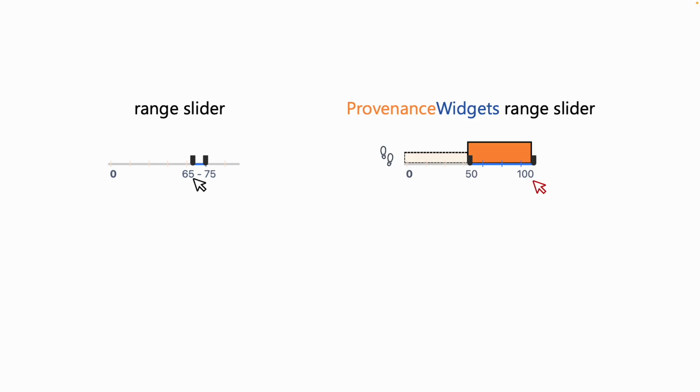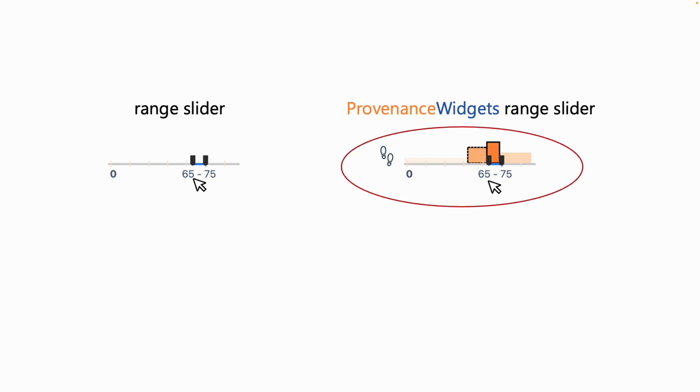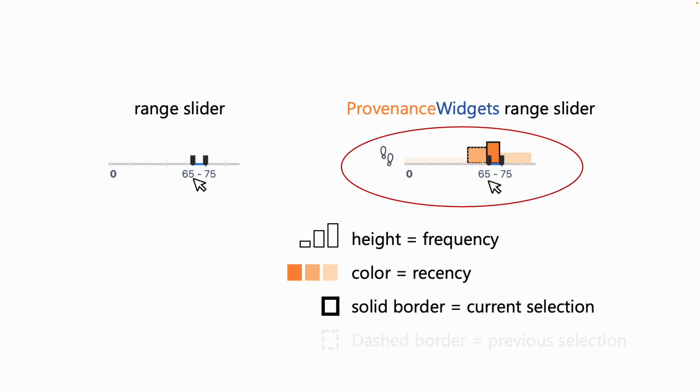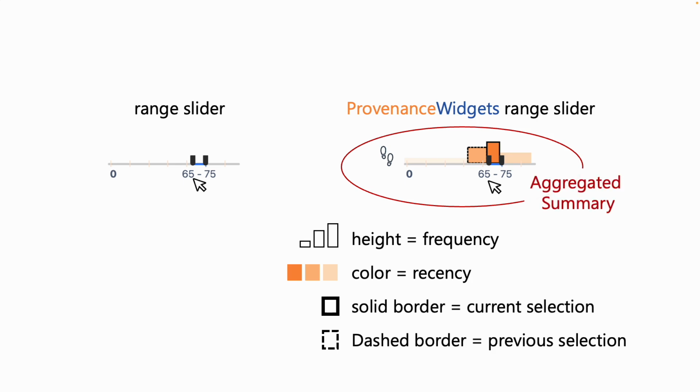As I interact with it, it keeps track of all my interactions and presents them visually as dynamic bar chart overlays. So in this same final state, I can now get a lot more information. Taller bars mean more frequently selected ranges. Darker bars indicate more recently selected ranges. A bar with a solid border indicates the current selection, whereas a bar with a dashed border indicates the previous selection. This is what we refer to as the aggregated summary view.